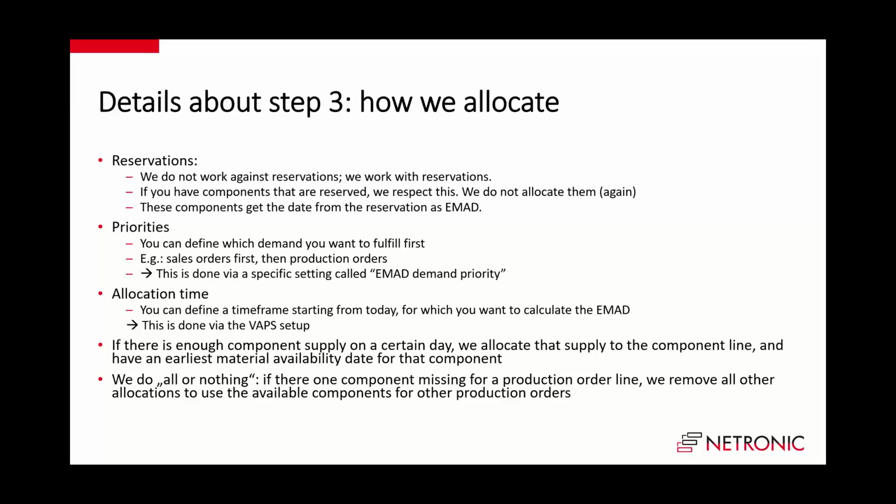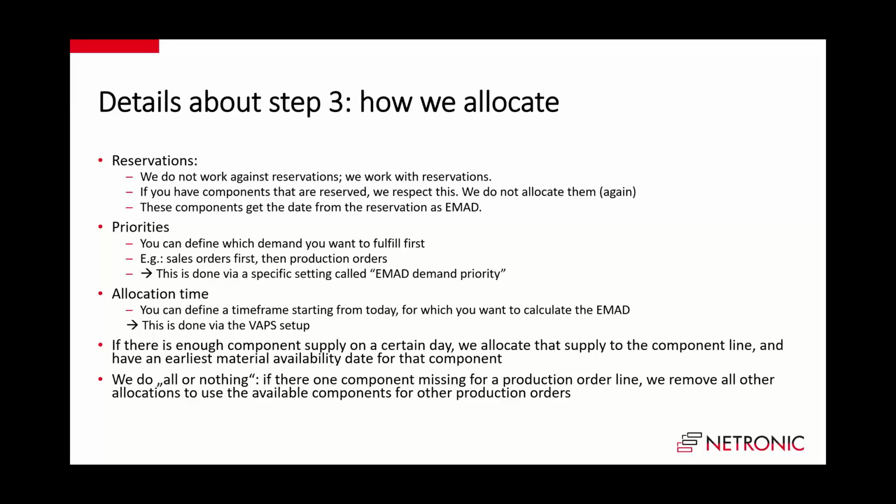And we have a lot of customers who do so. Then you can say, well, if I have these types of items where I have different demand sources, then I can specify which demand to fulfill first. So for the item that I just explained, I would say, okay, if I have a sales order, I would always fulfill the demand from the sales order first and then from the production order. This is done via a specific setting that we call the EMAT demand priority, and we will look at this over the course of the demo.